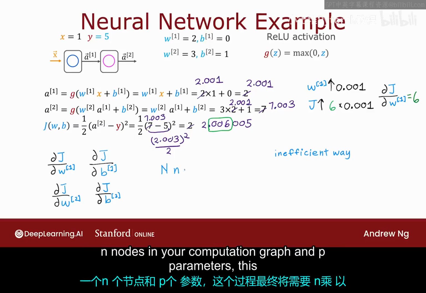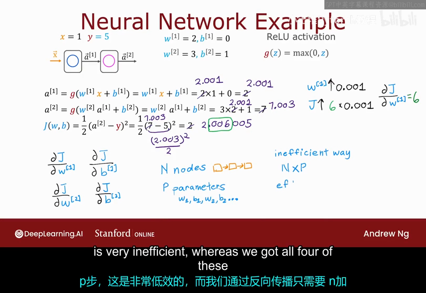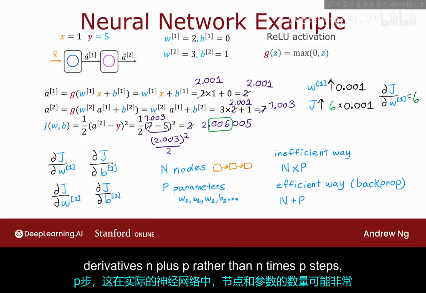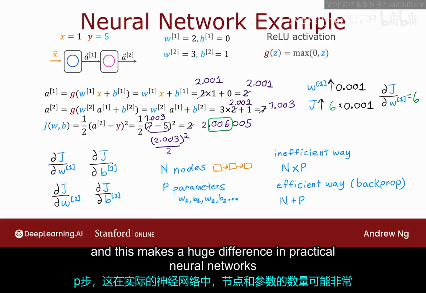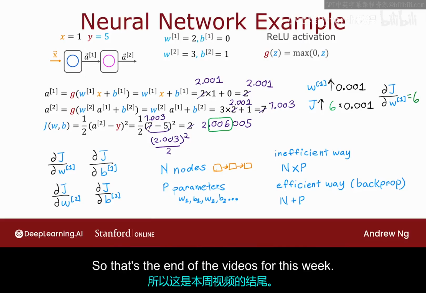And if you had N nodes in your computation graph and P parameters, this procedure would end up taking N times P steps, which is very inefficient, whereas we got all 4 of these derivatives in N plus P rather than N times P steps. And this makes a huge difference in practical neural networks where the number of nodes and the number of parameters can be really large.